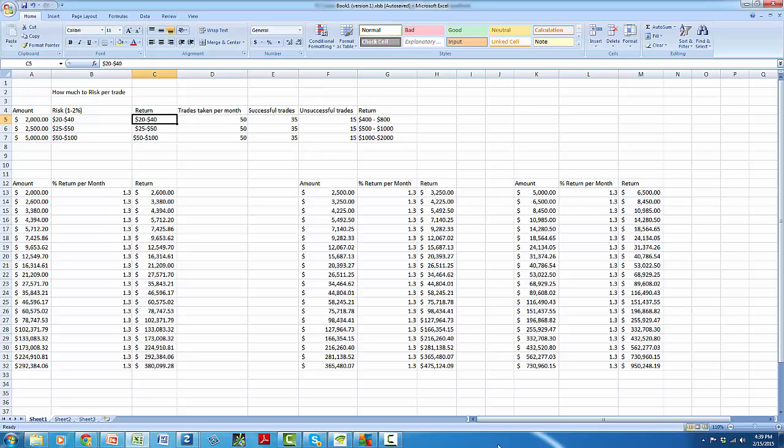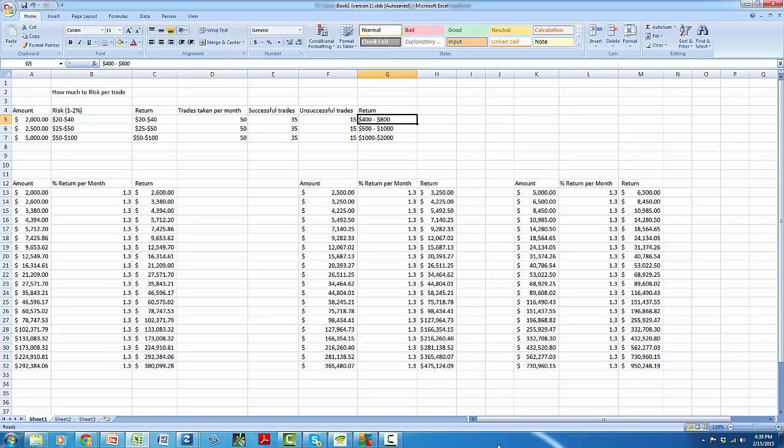Let's say you risk only $20 a trade, which is 1% of your account, and you took 50 trades per month. You had 35 successful trades. That means you made a profit of $700, but you had 15 bad trades as well, so you had a loss of $300. So you made a minimum of $400 return for that month on a $2,000 investment, which equates to about a 20% return on the investment. Okay?